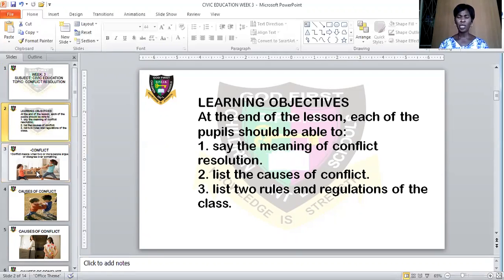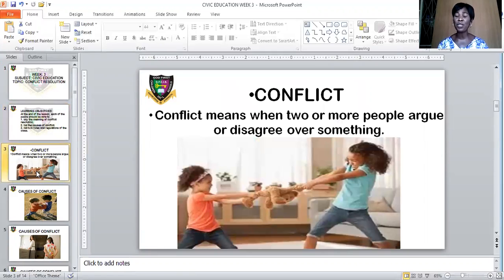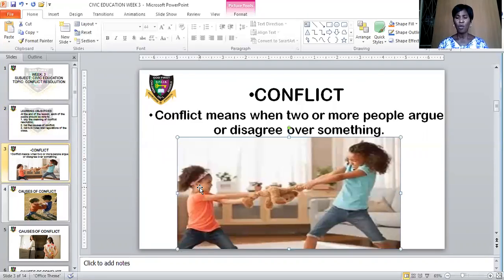Good. Now, before we go into the topic of conflict resolution, let's look at the meaning of conflict. What is the meaning of conflict? Conflict means when 2 or more people argue or disagree over something. Again, conflict means when 2 or more people argue or disagree over something.